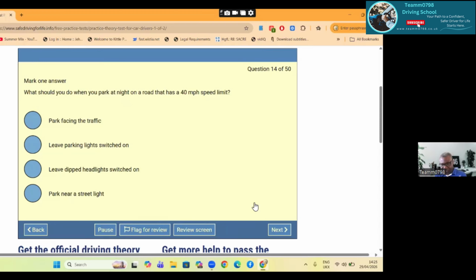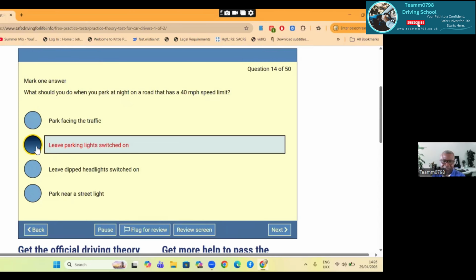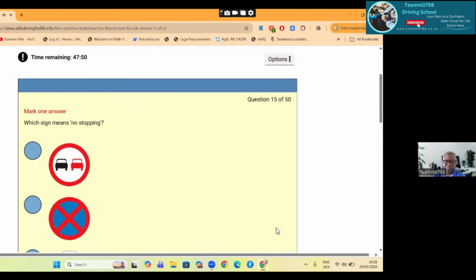And the questions will often give you a clue as to what the answer is, sometimes in the one-way road and things like that. But currently, the correct answer is leaving parking lights switched on. Not the dipped headlights, not park near a street light or park facing traffic. No, leave parking lights switched on. That's the correct answer. Mark one answer.